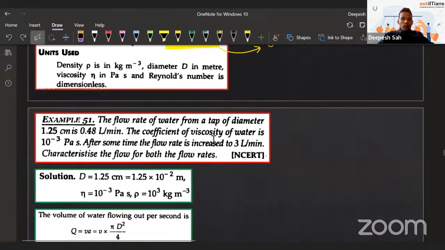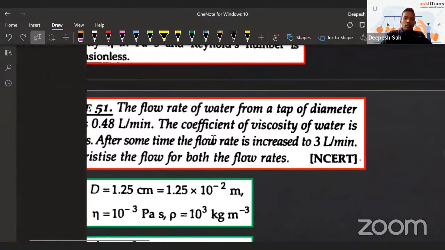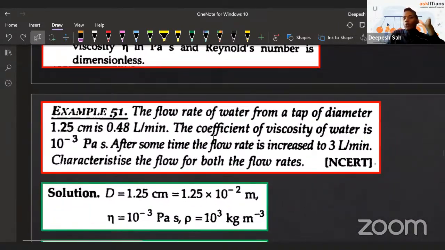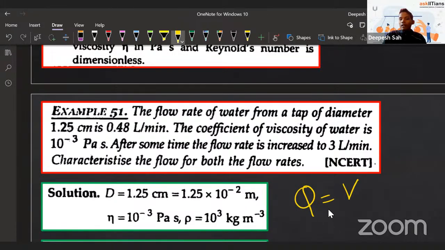Now, in this question, you will see how many things are already mentioned. The flow rate of water at a tap of a given diameter. The diameter of the tap is given and the flow rate is given. Do you remember what flow rate was in the last class? Basically, the value of Q, which is the volume of water in a given amount of time. In Poiseuille's formula, that is what we call the rate of flow as well.